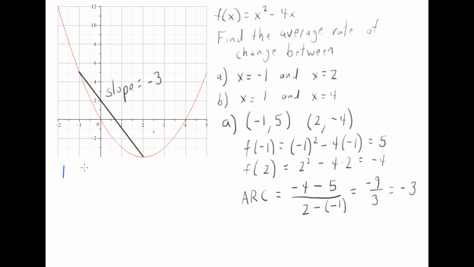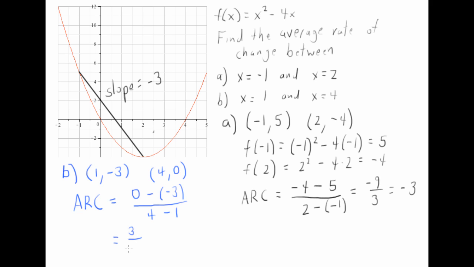Oops, sorry, I've got the wrong tool going. In B, we have, again, 2 points. So we've got 1, and note that at 1, our function is equal to -3. And 4, and note that at 4, our function is equal to 0. So, if we find average rate of change, what we're going to be doing is taking change in the output over change in the input. 0 minus -3 over 4 minus 1. That's going to be 3 over 3. That's going to be 1.